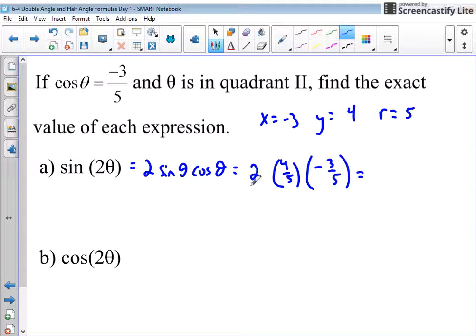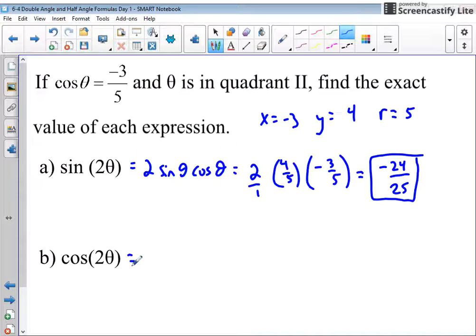As I multiply this, this is just 2 over 1, so let's just multiply straight across. I have 2 times 4 is 8, times -3 is -24, so I get -24. On the bottom, I have 5 times 5, so that is 25. So my answer is -24 over 25.